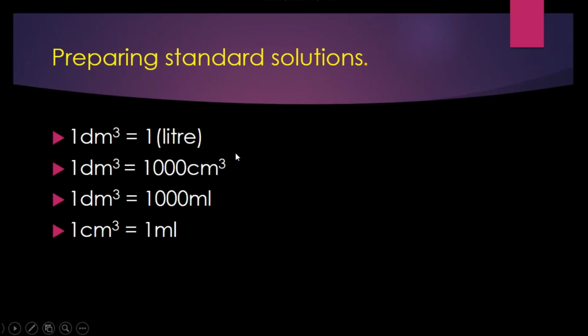Preparing standard solutions. When preparing standard solutions, there are certain things that we should consider. I'll show you by doing 2 examples, and when doing these calculations we need to know these conversions. 1 decimeter cube equals 1 liter, 1 decimeter cube equals 1000 cubic centimeter, 1 decimeter cube equals 1000 milliliter, and 1 cubic centimeter equals 1 milliliter.